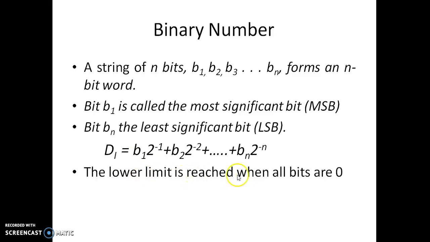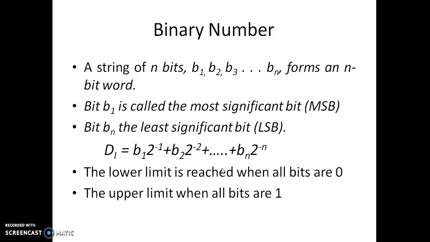The lower limit is reached when all the bits are 0. So this digital input will have the lower limit of 0 when all b1 to bn are 0. The upper limit will be reached when all the bits are 1, that is, when b1, b2, b3 and so on are all 1. So the lower limit is when all the bits are 0, and the upper limit is reached when all the bits are 1.